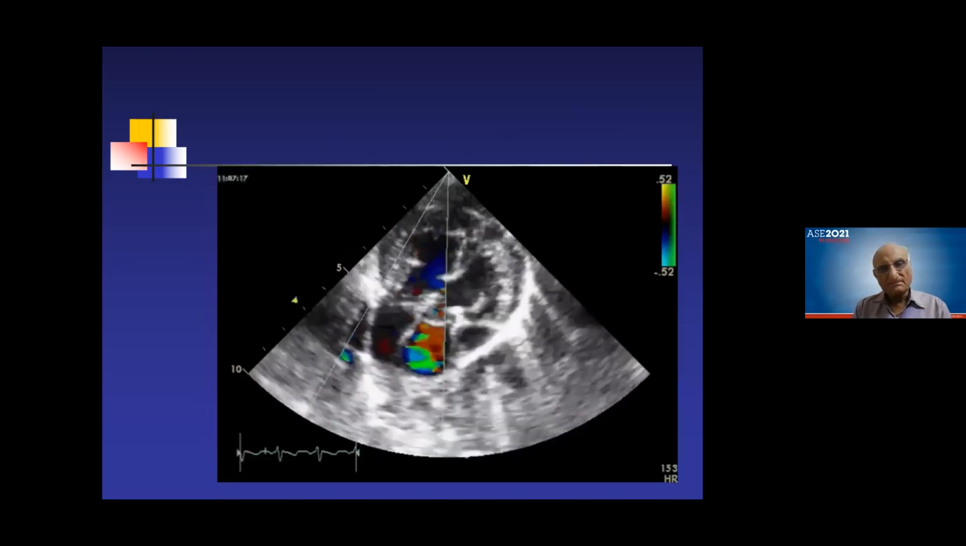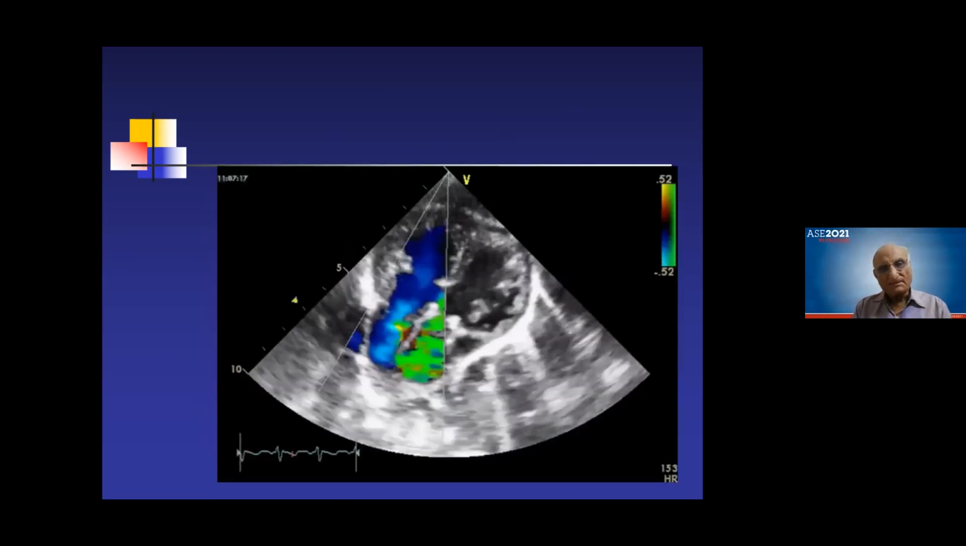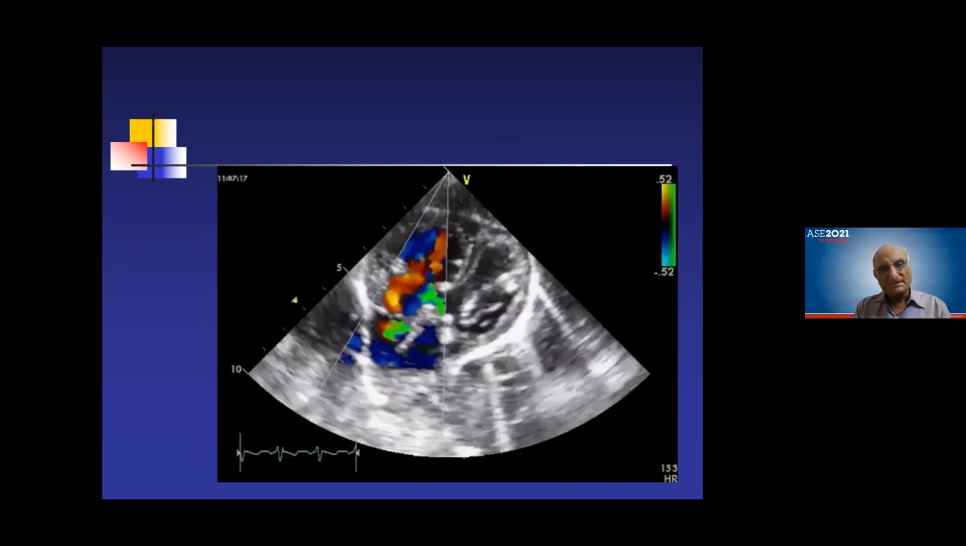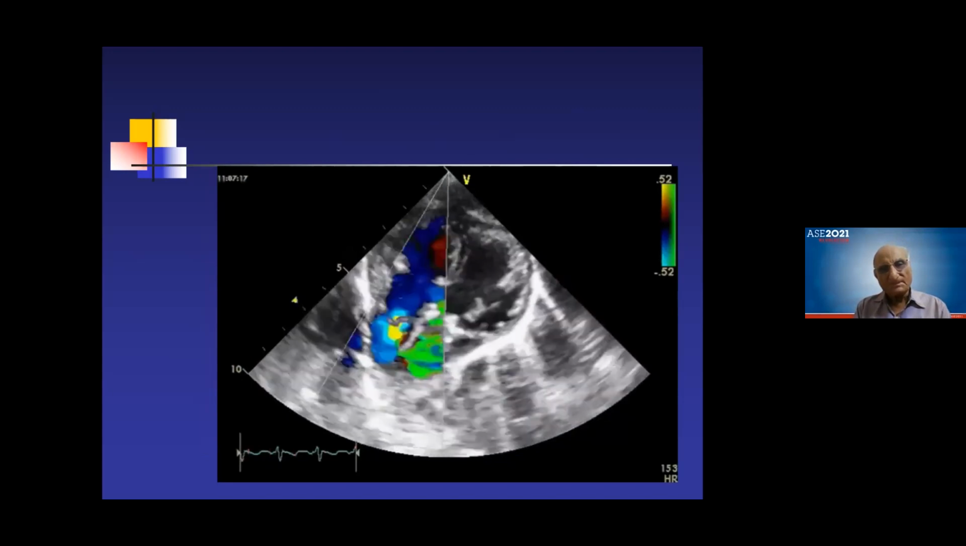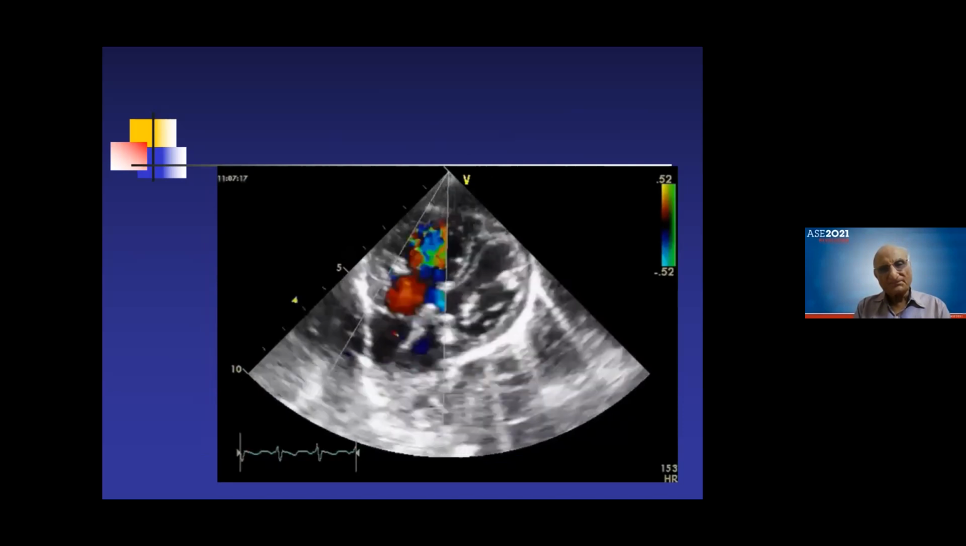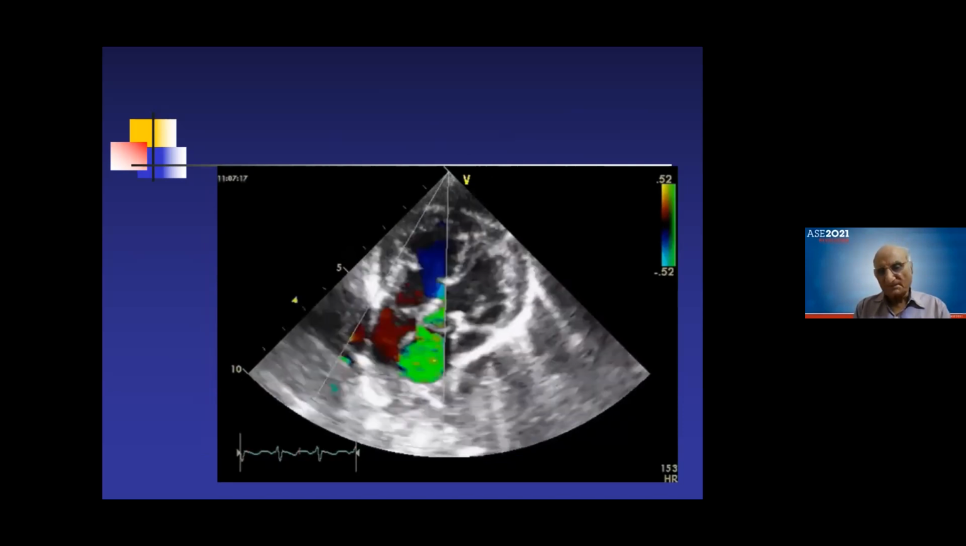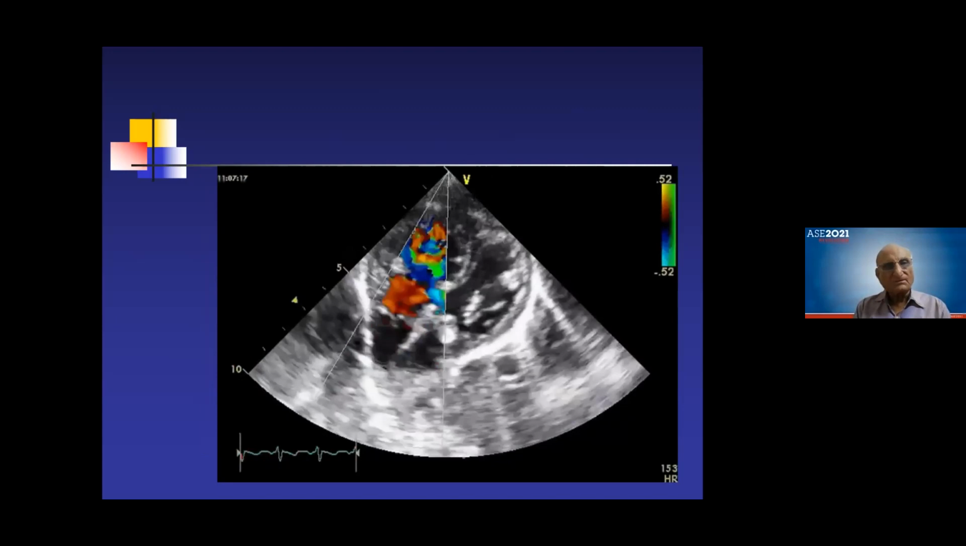Again, I'm trying to show you the same thing. One artery coming here with no turbulence, one artery coming from here, and a VSD, and this is coming from the left ventricle, and that is what.